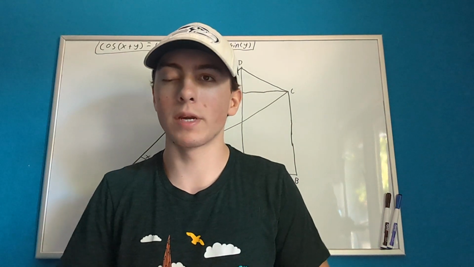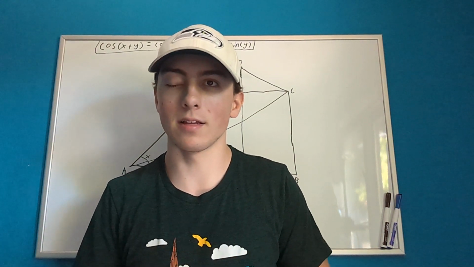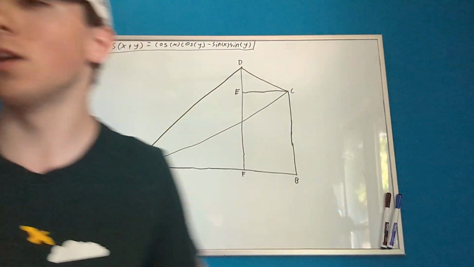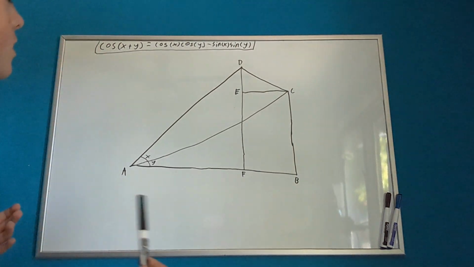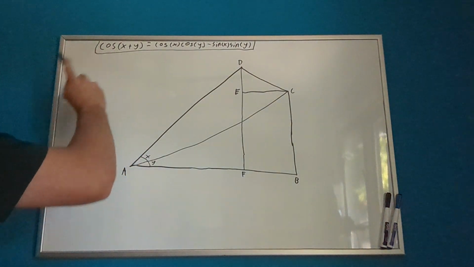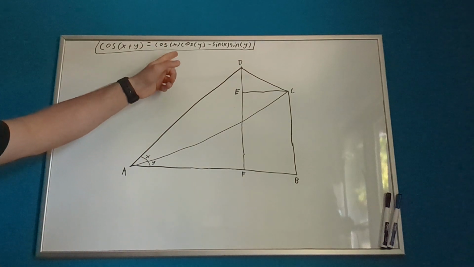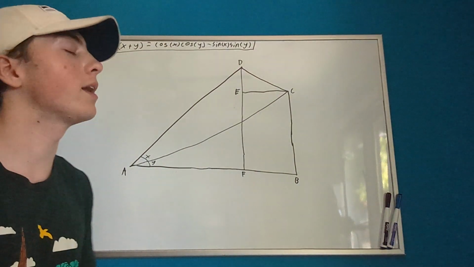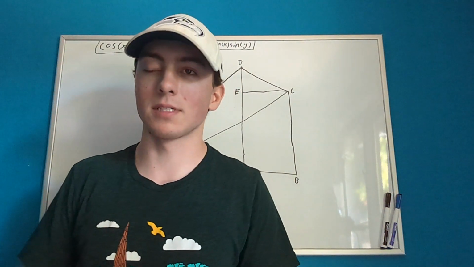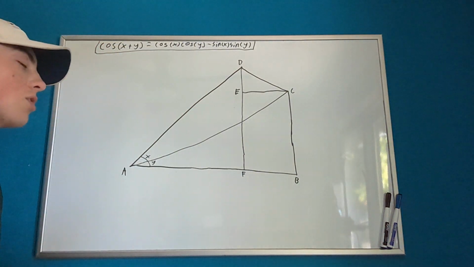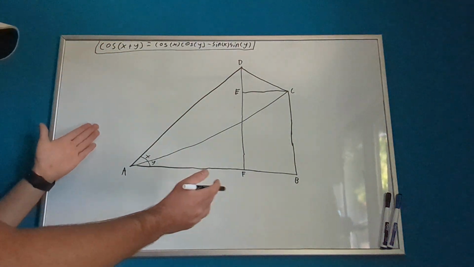I want to show how we can derive the cosine angle addition theorem. So let's get started. The first thing we need to do is recognize what we are actually deriving. Cosine of x plus y is equal to cosine of x times cosine of y minus sine of x times sine of y. All right, so the first step is we have this shape here.